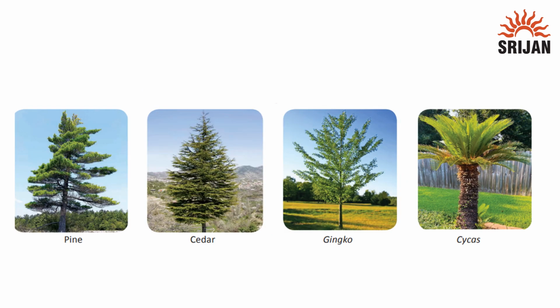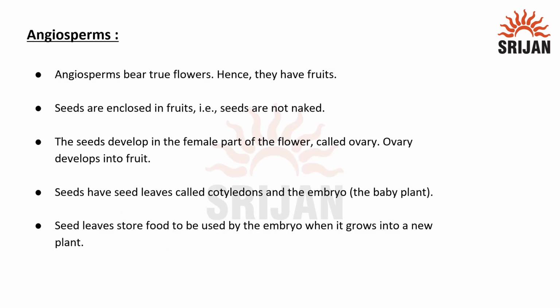Here we can see different examples of gymnosperm: pine, cedar, ginkgo, and cycas. All these plants are woody and they have needle-like leaves. Moving towards the next category, we have angiosperms. Angiosperms are the plants that bear true flowers and they have true fruits. Seeds are enclosed inside the fruit and hence seeds are not naked.